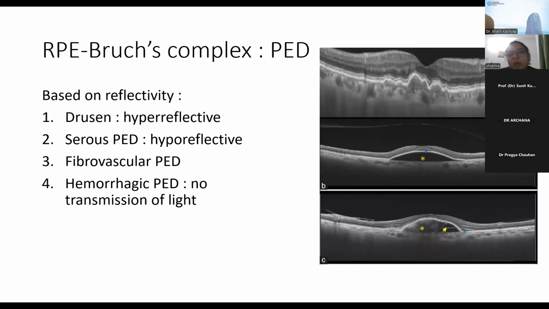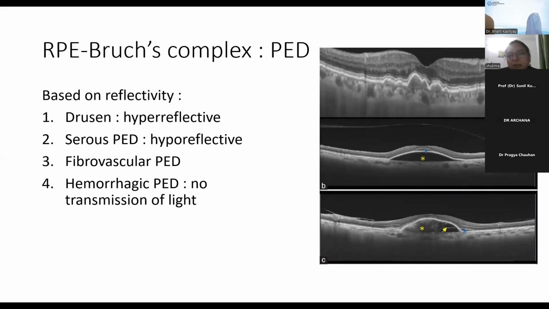Normally, we call it the RPE-Brooks complex because the Brooks membrane normally is not visible. However, whenever there is a detachment, you can see the Brooks membrane very clearly. So in the top picture, that is a drusenoid PED, where you can see there is a hyperreflective structure and there the RPE has lifted up.